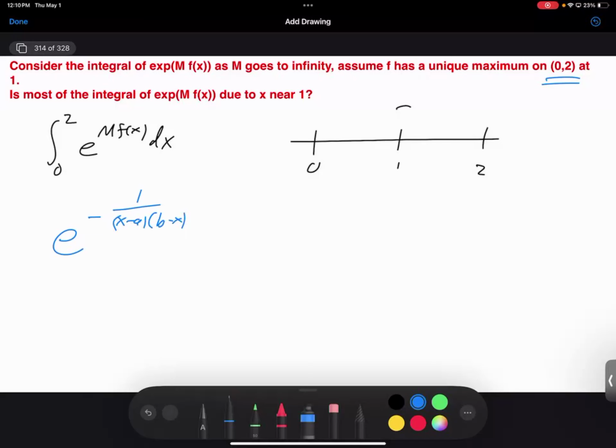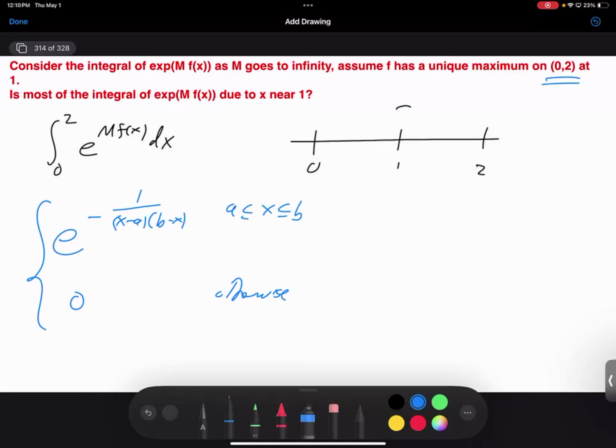Have you seen this function? So it's 1 over e to the negative 1 over x minus a times b minus x if x is between a and b and 0 otherwise. So you should see a function like this in real analysis. It's great.